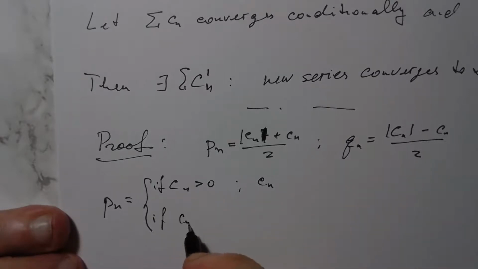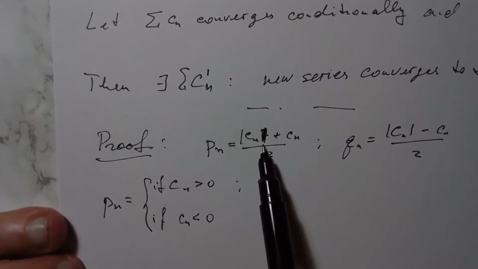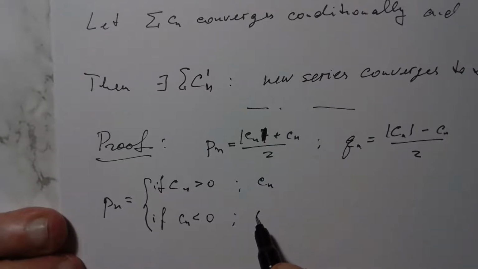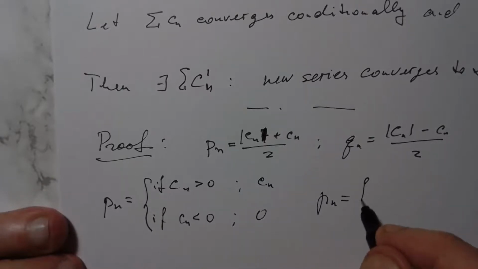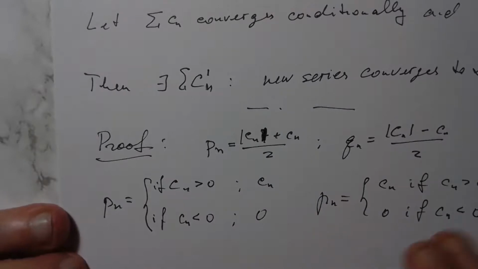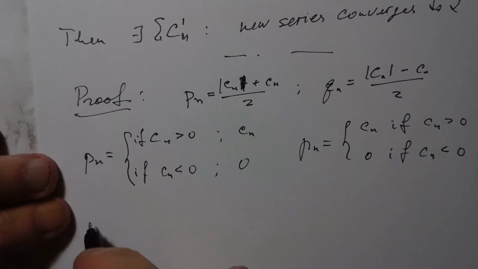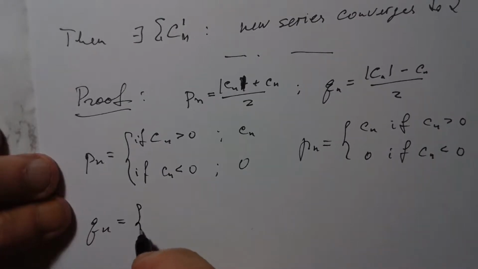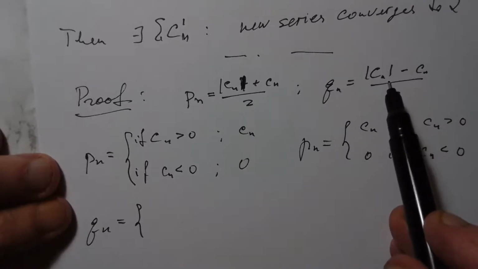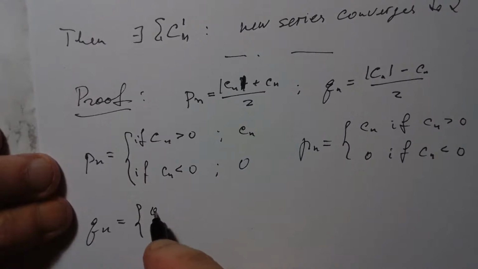And if C_n is negative, then the absolute value of C_n is minus C_n, and then you add to it C_n, and so the value will simply be 0. So again, P_n is equal to C_n if C_n is positive, and it is equal to 0 if C_n is negative. And then the same thing works for Q_n, only in opposite order. So if C_n is positive, this is equal to 0, and this is equal to minus C_n if C_n is negative.